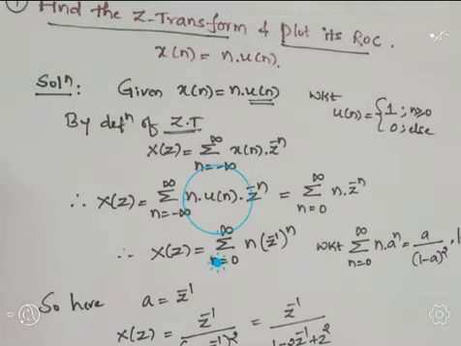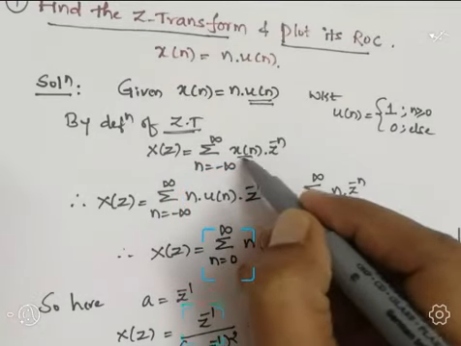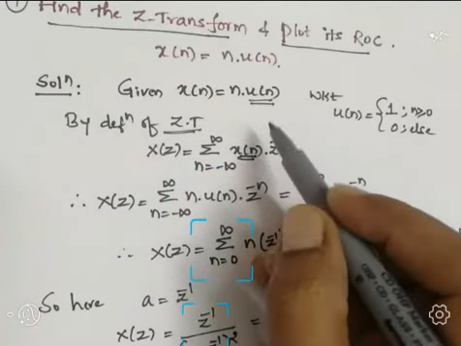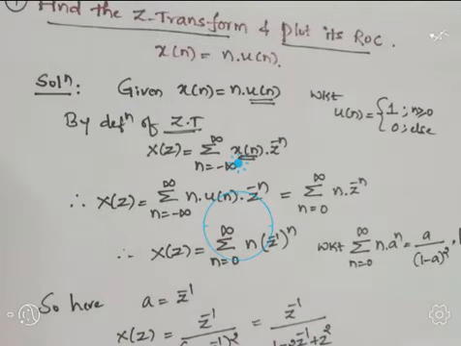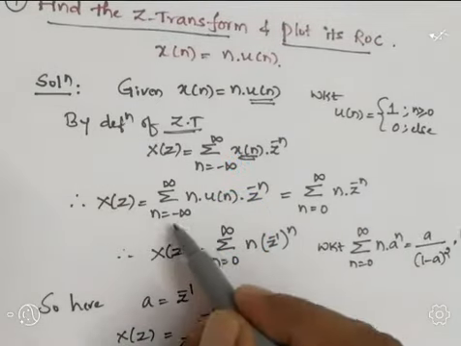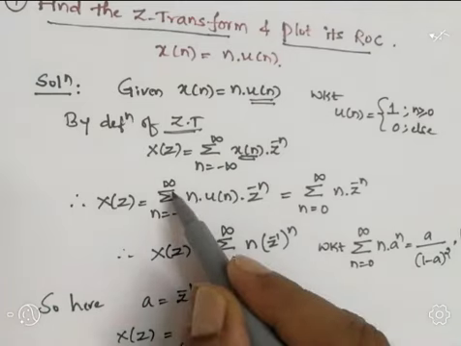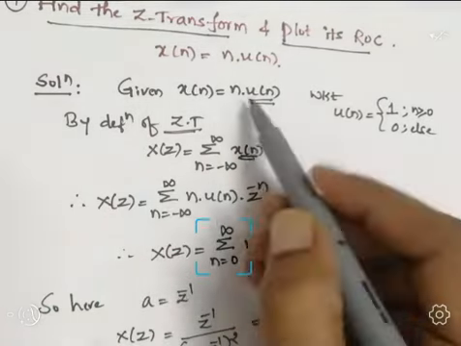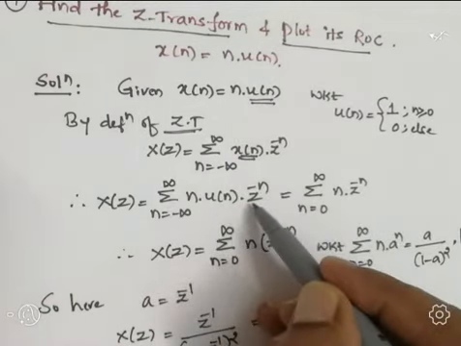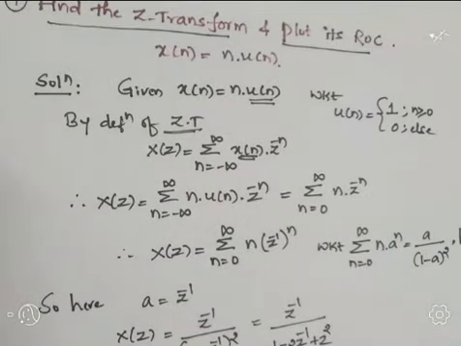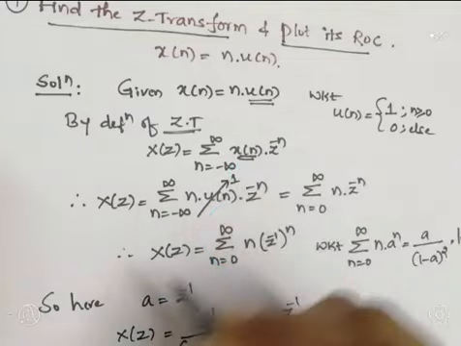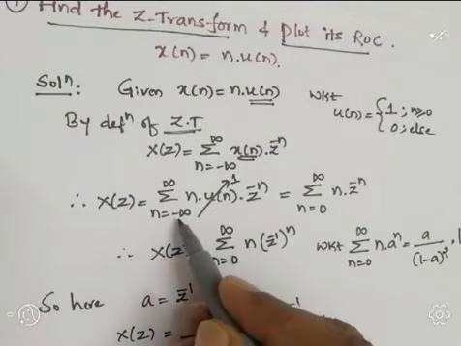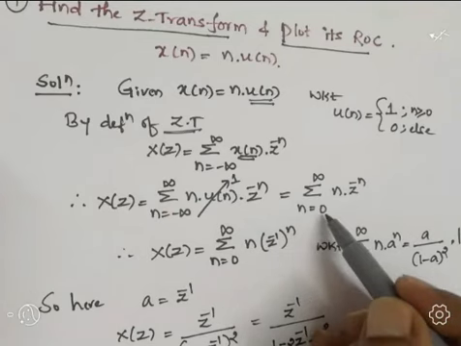Here x of n is given. I am going to substitute the x of n value from the given sequence. That is, X of z equal to summation n equal to minus infinity to plus infinity. X of n is what? n into u of n multiplied by z to the power minus n. If I replace u of n by 1, then the limits change from minus infinity to plus infinity. We are going to write it as n equal to 0 to infinity.